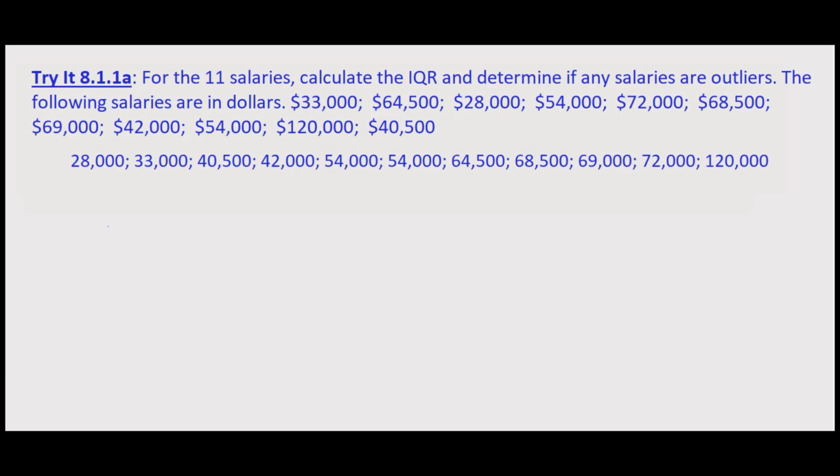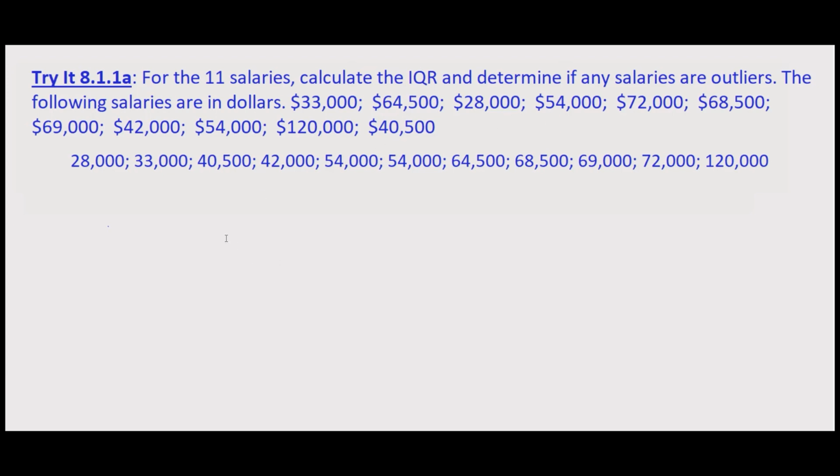In this exercise, we are given 11 salaries and we're asked to calculate the interquartile range, the IQR, and determine if any salaries are outliers. The listed salaries are as shown here: 33,000, 64,500, and so on and so forth.